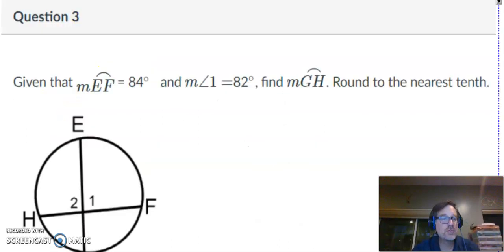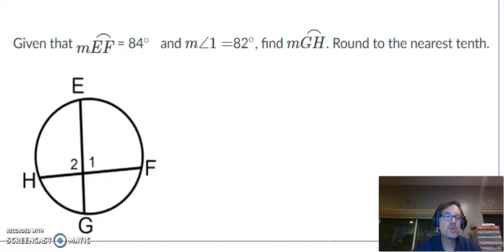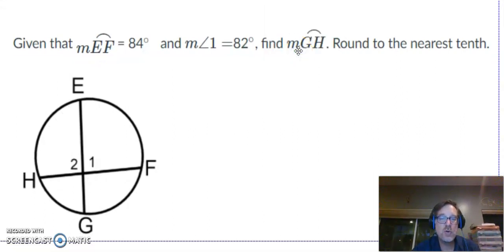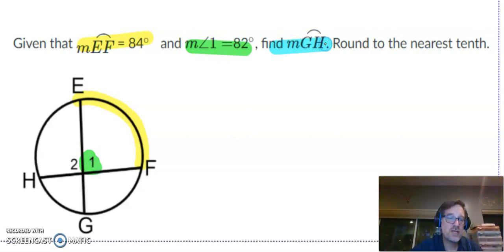Now on number 3, we're told arc EF is 84, angle 1 is 82, and we want to find arc GH. Alrighty, so we're given arc EF. So I'm going to start at E, and I'm going to go to F. We're told angle 1. And we want to find GH.